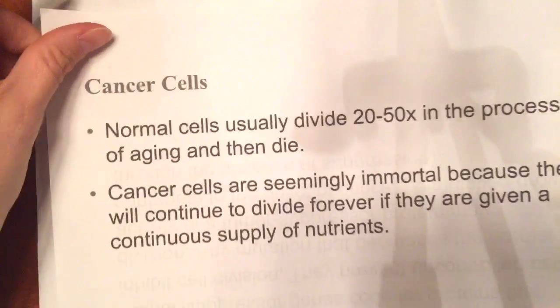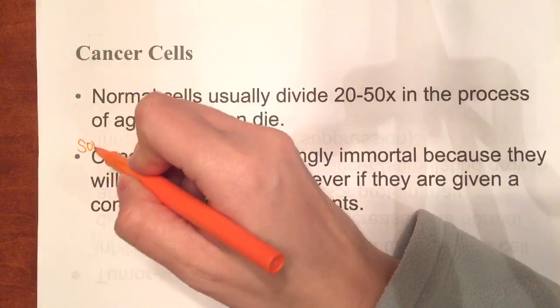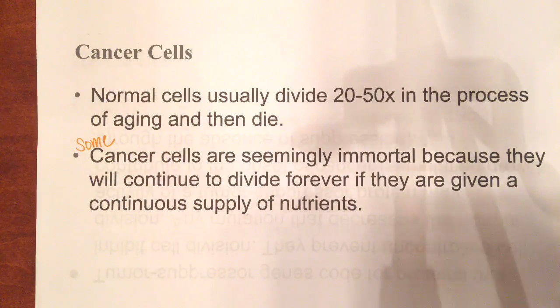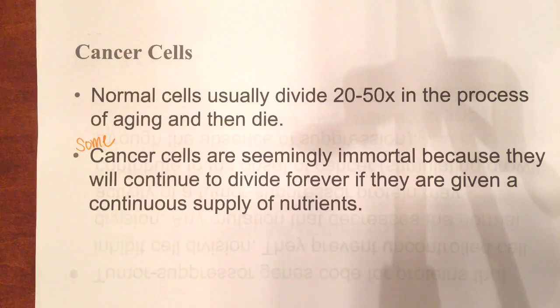And I just want to talk a minute about how cancer cells differ from other cells, in that they divide, kind of the loss of the cell cycle, and divide uncontrollably. So normal cells divide between 20 and 50 times in the process of aging. I'm going to put the word some in front of here. Some cancer cells are seemingly immortal because they continue to divide forever if they're given a continuous supply of nutrients. Not all cancer cells will divide forever, but they do divide way more than the normal amount, and therefore you get an excessive amount of them. So they don't behave normally due to this loss of cell cycle control.